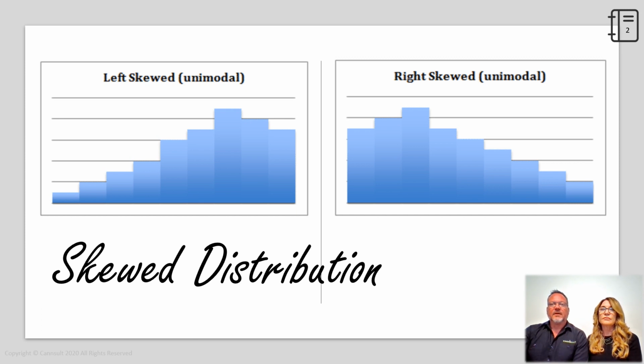A right skewed histogram, also called a positively skewed histogram, has a peak that is left of center and a more gradual tapering to the right side of the graph. If the data is right skewed with a tail out to the right, the mean is typically greater than the median.